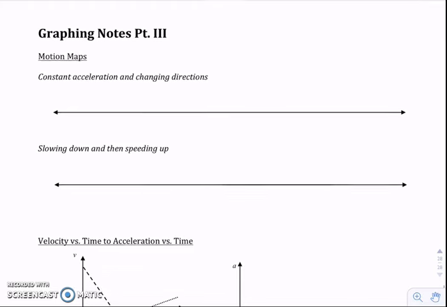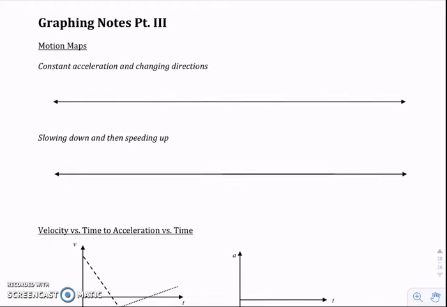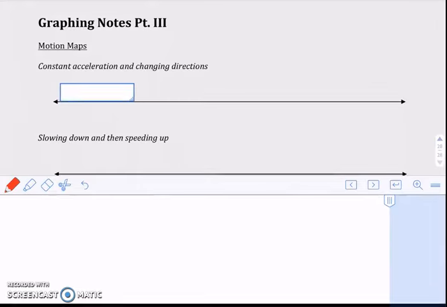Welcome to Graphing Notes Part 3. We're going to look at motion maps initially, and the first example is going to be of an object that is moving fast, but then slowing down, and then finally stops, and then turns around and goes in the other direction faster and faster. So let's draw the motion map for this.